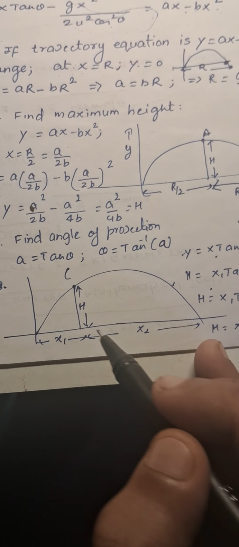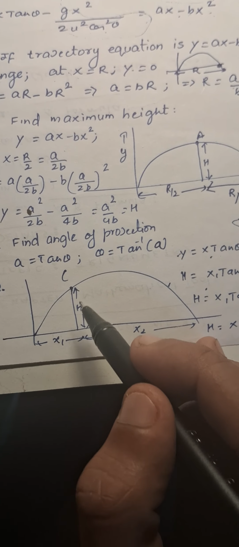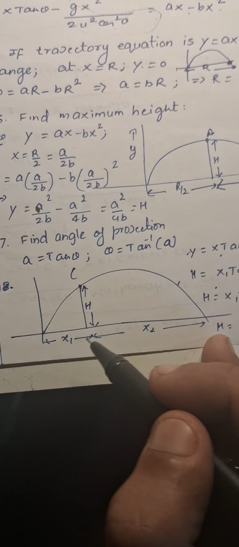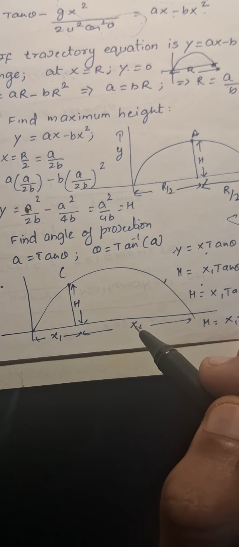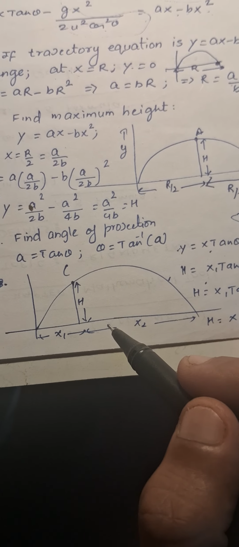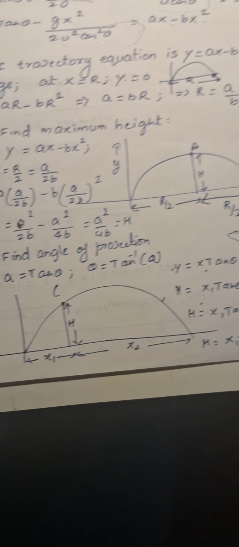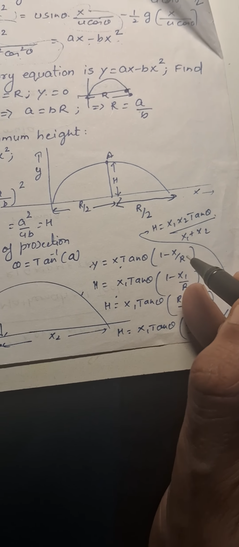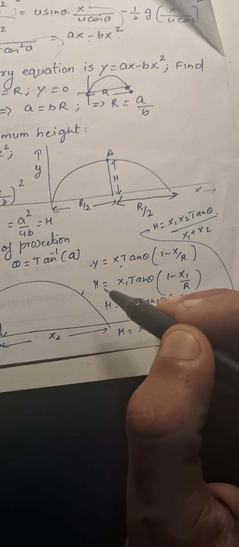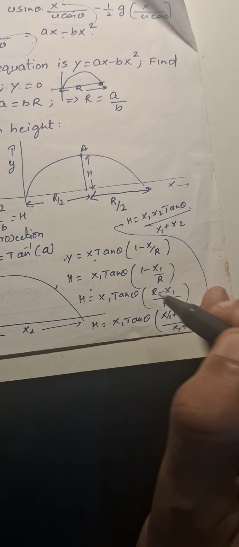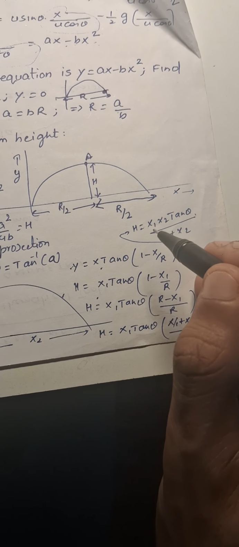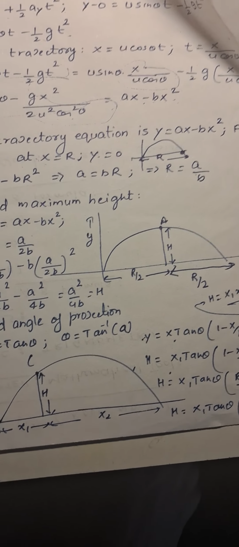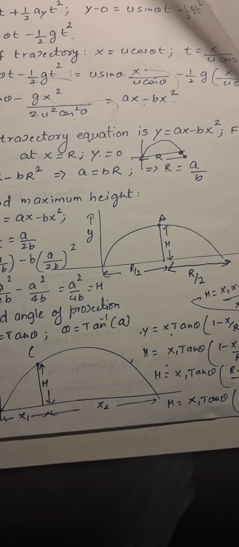Next is there are 2 points. Suppose there is a point whose height is h. Its distance from the origin, the point of projection, is x1 and from the range is x2. We need to find the relation between h, x1 and x2. So using equation of trajectory as y is x tan theta into 1 minus x by r, we substitute y as h, x as x1. So after the calculations we get h is equals to x1 x2 tan theta by x1 plus x2.